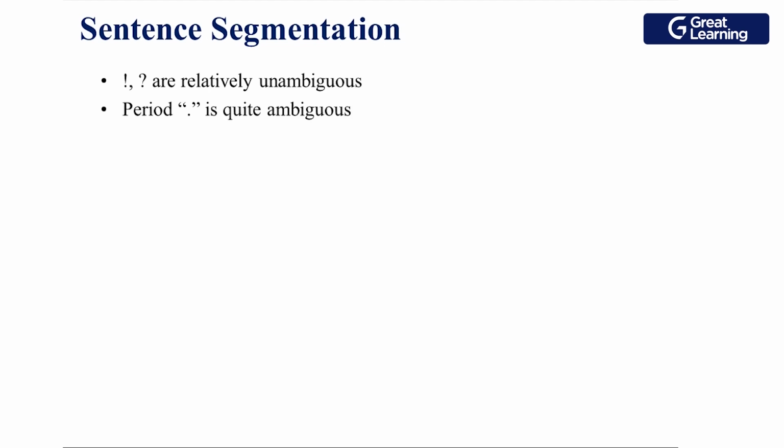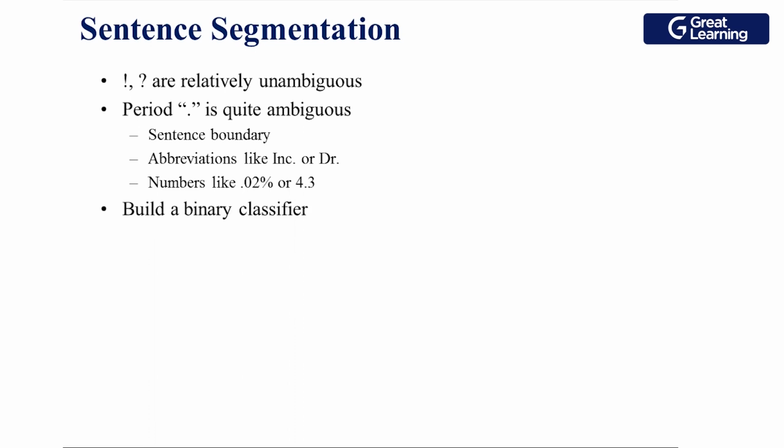So period is quite ambiguous. Sometimes it could be a sentence boundary, and most of the time it is a sentence boundary, but sometimes it could be a part of an abbreviation like Dr., Inc., and so on, okay? And sometimes it could also be a part of a number. Or it could be a part of an acronym, right? U dot S dot A dot. So not always do you want to really consider a full stop or a dot as a sentence boundary. Right? So therefore, what you want to do is to build a binary classifier.